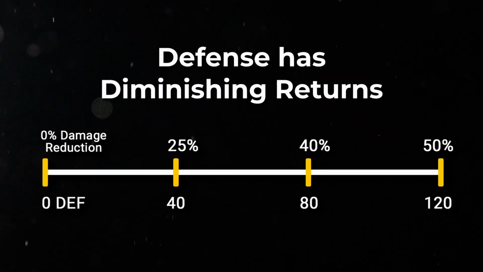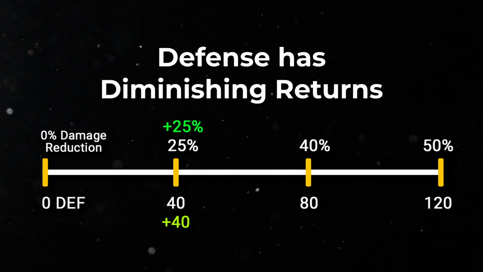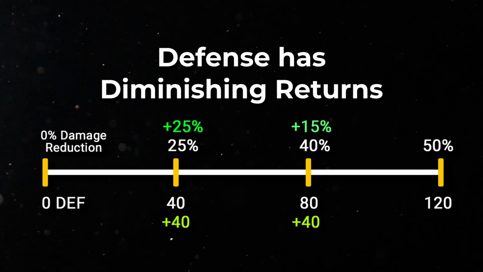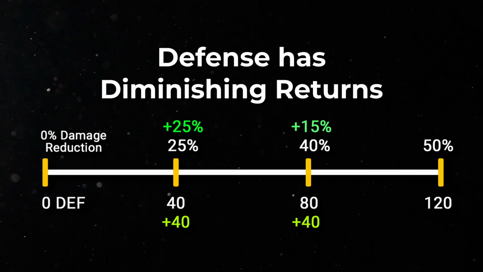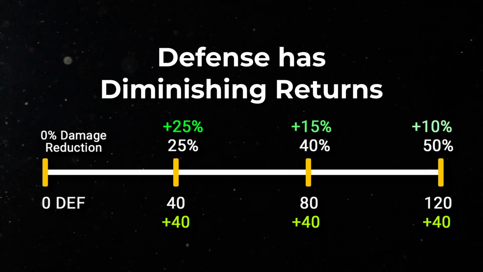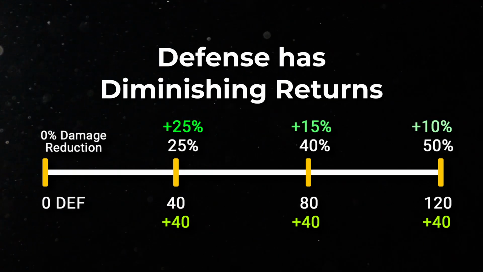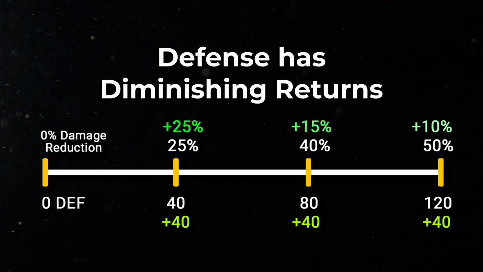The second key point to note is that defense has diminishing returns. This means that the more defense you have, the less damage reduction each point of defense will give you. So for example, gaining 40 points of defense from 0 points will give us an increase of 25% damage reduction. However, gaining another 40 points of defense from 40 to 80 only gives us a 15% increase in damage reduction. Further gaining another 40 points of defense from 80 to 120 only gives us a 10% increase of damage reduction. So as we can see, even though we gain 40 points of defense each time, the increase in damage reduction is actually getting lower and lower.